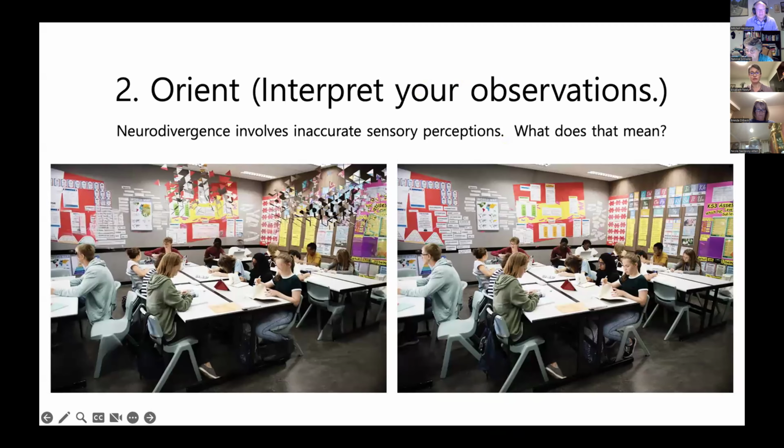Next, we're going to interpret our observations. Neurodivergence often involves inaccurate sensory perceptions. So what does that mean? I gave you two photographs of a classroom. The photograph on the right is how it would look to someone with typical vision. The photograph on the left could be how it might look to someone with a neurological visual impairment. It looks normal, but it looks sort of like there's a Rubik's Cube effect going on the walls. If you look closely, everyone's faces are fuzzed out, and you can't see what's underneath the desks.